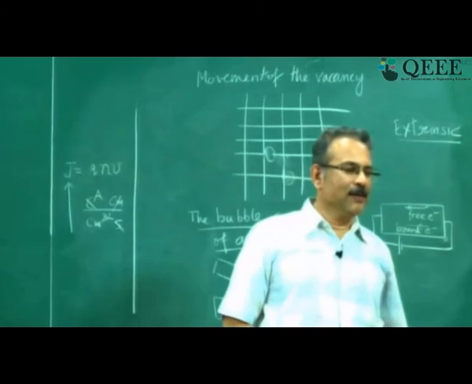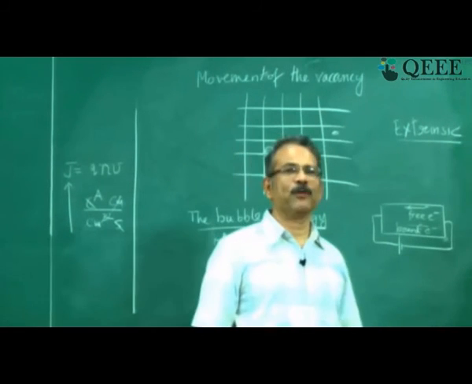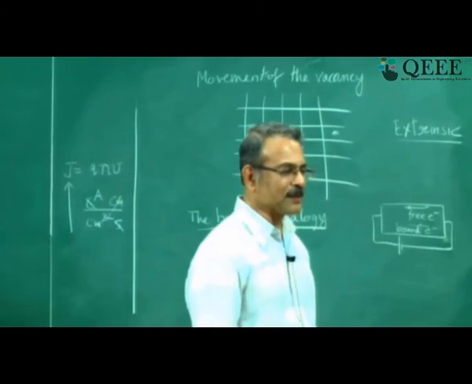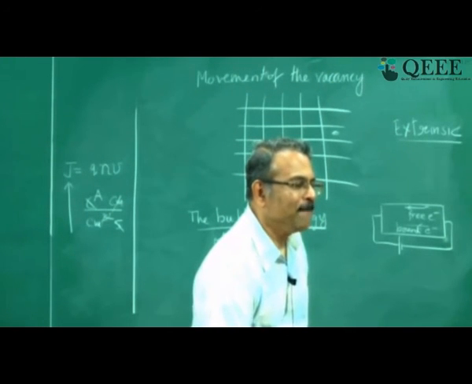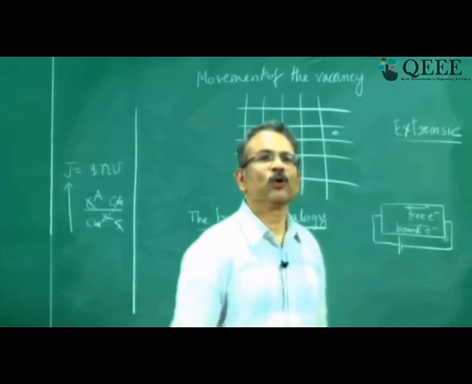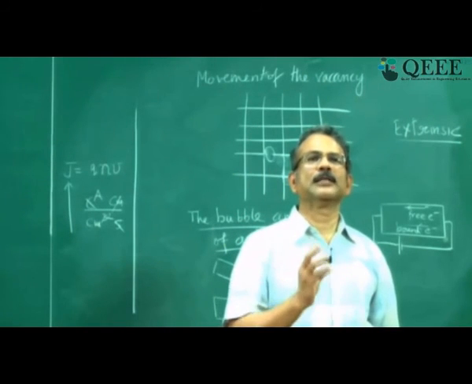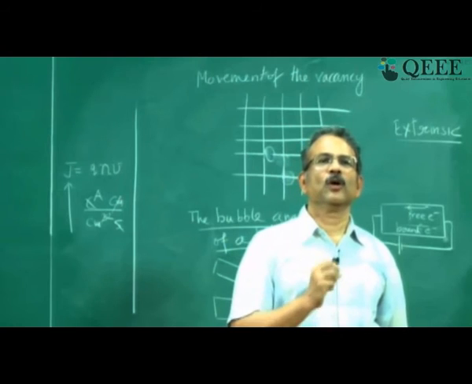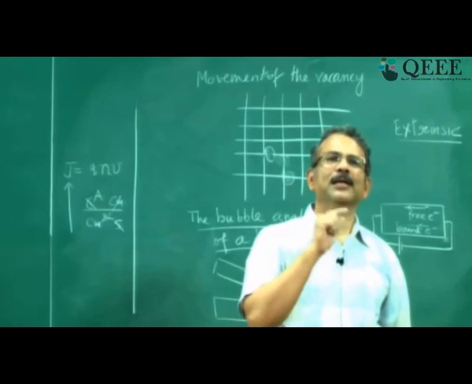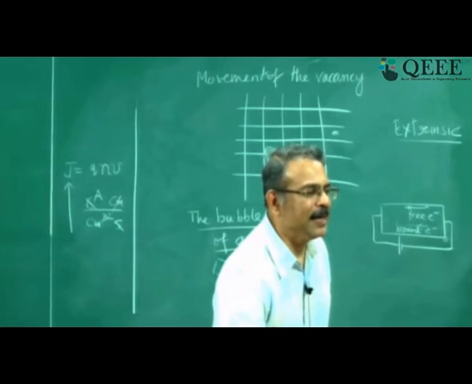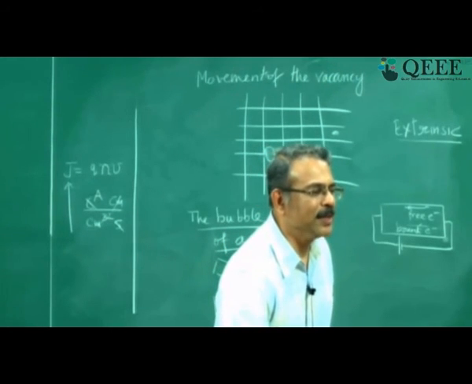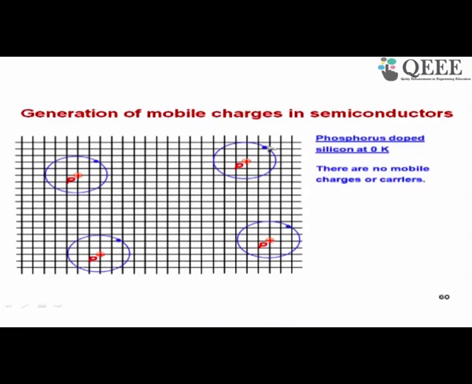Now, let us see what is going to happen if you add phosphorus. So here is the picture. If you add phosphorus atoms, then phosphorus is a group 5 element, silicon is a group 4 element. So that means phosphorus has 5 electrons in the outermost orbit. 4 of these electrons will participate in bonding with the neighboring silicon atoms. That is what is shown here. But the 5th electron, now what happens to the 5th electron? That is the question. Okay.